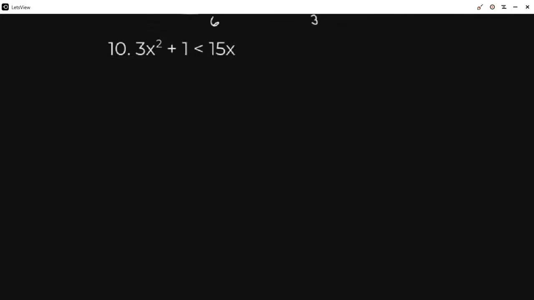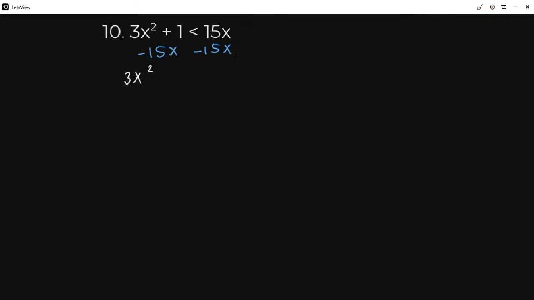Okay, last one. So we have 3x squared plus 1 is less than 15x. So we're going to subtract 15x on both sides first. So we get 3x squared minus 15x plus 1 is less than 0. If we try factoring, on the top would be 3 and on the bottom would be negative 15. So that means we're looking for two numbers that multiply to 3 and add to negative 15. And there aren't any because the only numbers that will multiply to 3 are 1 and 3 or negative 1 and negative 3.